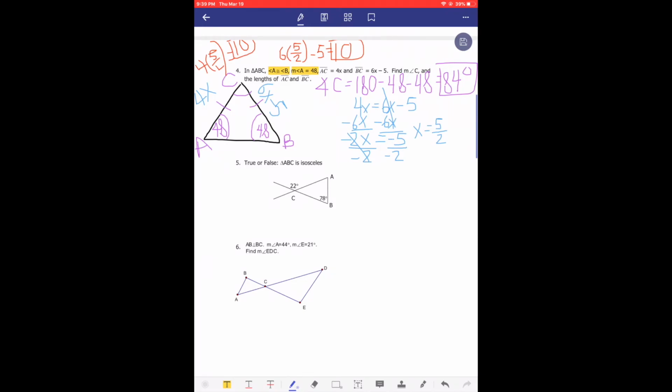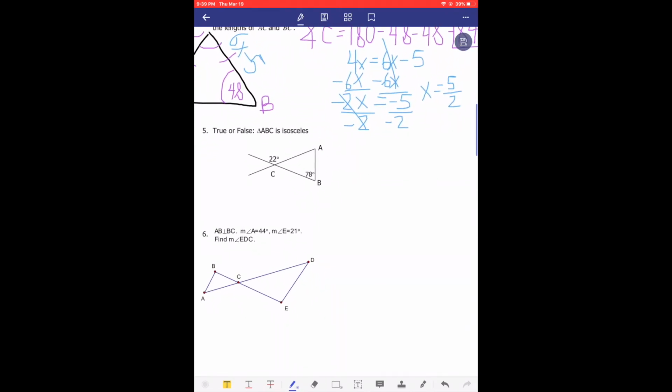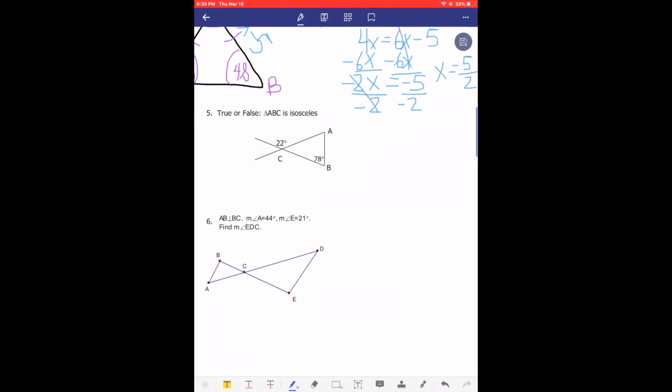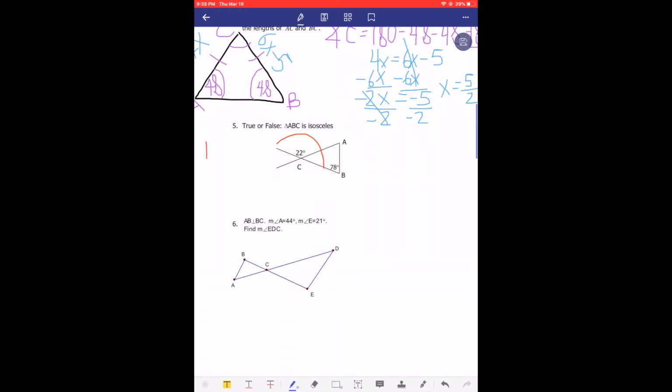Question 5, true or false? Triangle ABC is isosceles. So I don't know all the angles inside of triangle ABC, so I need to find those angles. When I look at this straight line, I see that this angle is 22 degrees. I know that a straight line adds to 180, so if I do 180 minus 22, I'm going to get 158, meaning that inside angle is 158. So I'm going to write that inside.